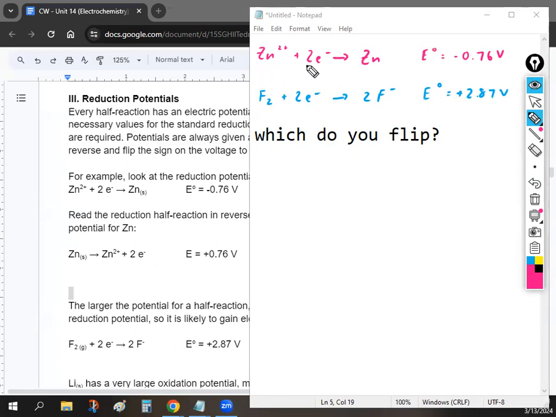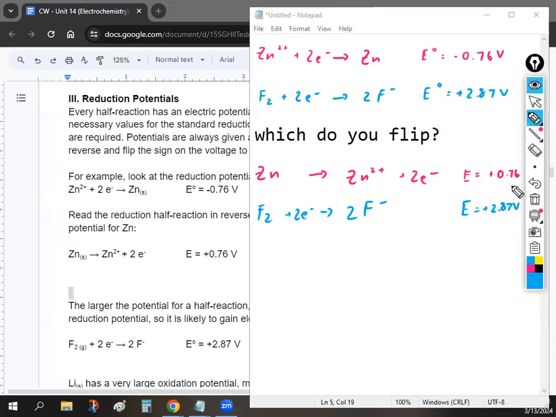Yeah, the zinc one, because if we flip the zinc one, what do we get? We get zinc to Zn2+ plus 2e-, and then what do we do with the electrical potential? It becomes positive. And so adding this with F2 plus 2e- gives 2F-. And this one, we don't need to flip.